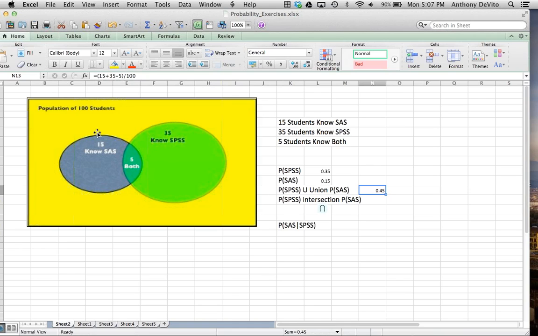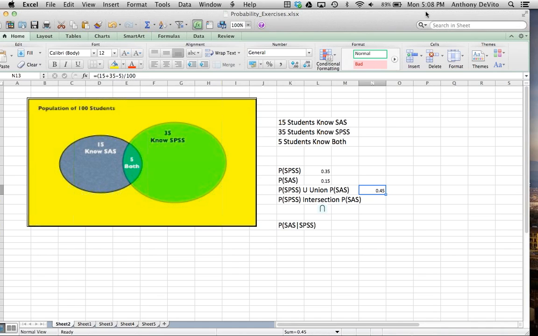One way to calculate that is just add up the 15 to 35 and subtract the intersection between the two of them, because it's counted twice when you do 35 and 15. It's counted once with SPSS out of those 35, another time with SAS, that 5 is part of those 15. So if you just add 15 and 35, you're counting those 5 guys twice. So that's why we subtract it. And there'll be formulas for doing that as well.